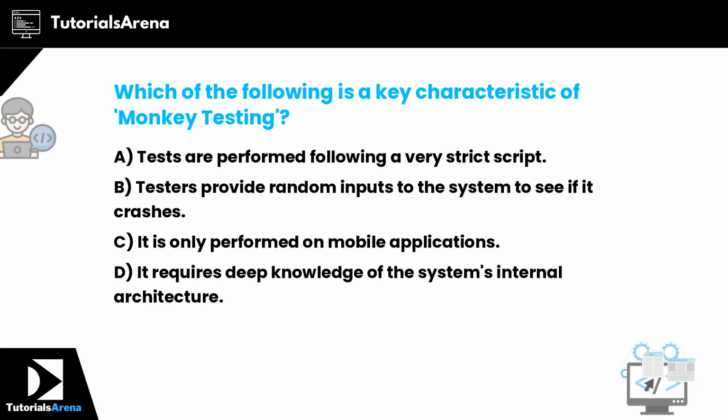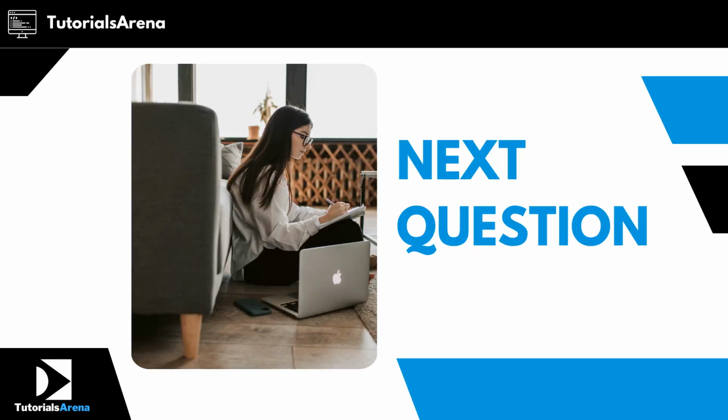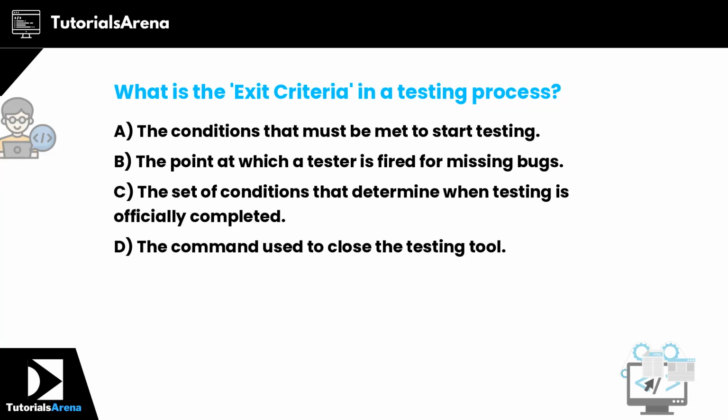Which of the following is a key characteristic of monkey testing? The correct answer is option B. Testers provide random inputs to the system to see if it crashes. What is the exit criteria in a testing process? The correct answer is option C, the set of conditions that determine when testing is officially completed.